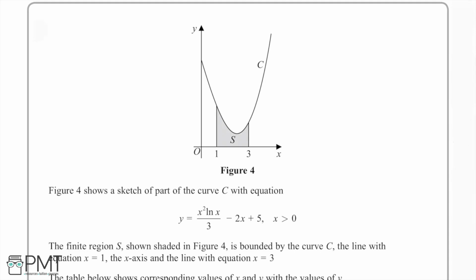So in this question we have an equation y is equal to x squared ln x divided by 3 minus 2x plus 5. This is curve C, and part of this is shown here in figure 4. We can see the parabola-like shape there, and then we have a finite region S, which we can see is shaded here, and that has the lines x equals 1 and x equals 3.